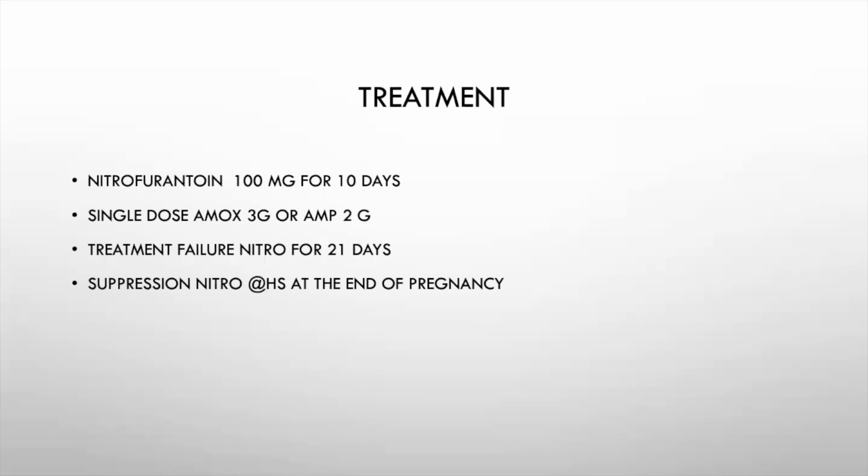Treatment usually is nitrofurantoin, 100 milligrams for 10 days. It's a once daily dose. Or you can give a single dose of amoxicillin 3 grams or ampicillin 2 grams. If there is treatment failure, so if you treat a patient with either of those regimens and she still continues to have symptoms, then you can treat her for 21 days with nitrofurantoin. For suppression, you usually need to treat the patients at the end of the pregnancy with nitrofurantoin at HS.